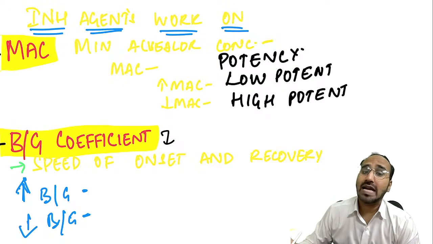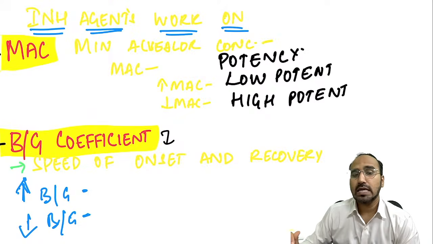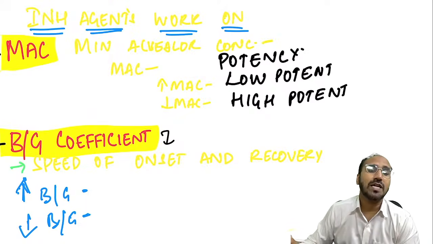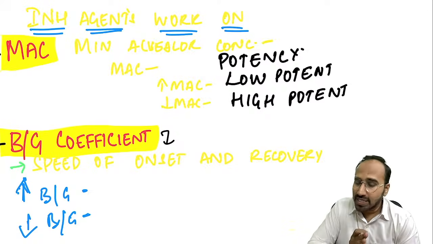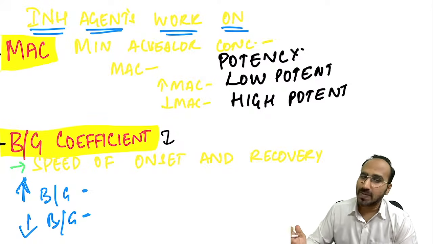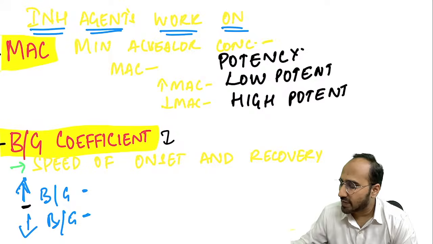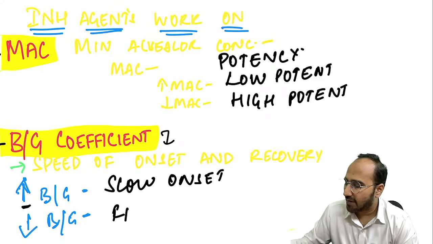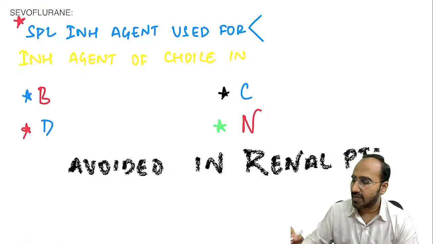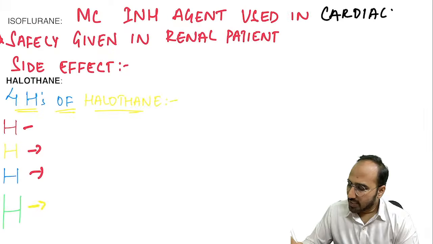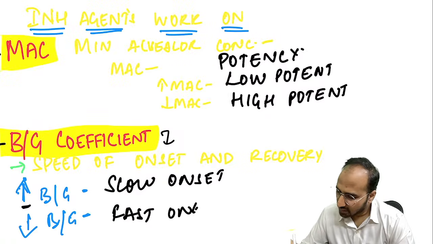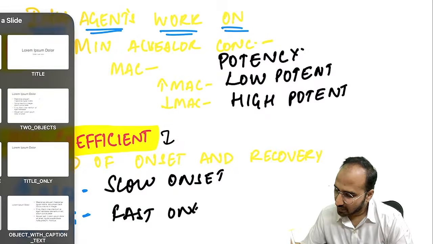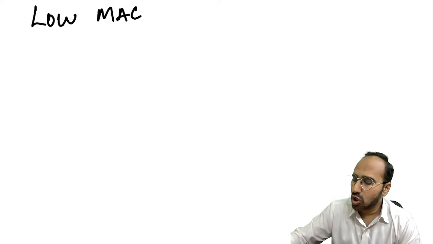Next, it works on the principle of blood gas coefficient. What does the blood gas coefficient principle tell us? It indicates the inhalational agent's speed of onset and recovery. Again, blood gas coefficient is inversely proportional to the speed of onset. Any inhalational agent with high blood gas coefficient will have slow onset, and any inhalational agent that has a low blood gas coefficient will have fast onset and fast recovery. Okay? So what are the inhalational agents? Just you need to remember the inhalational agents from low MAC to high MAC. Low MAC to high MAC are what?